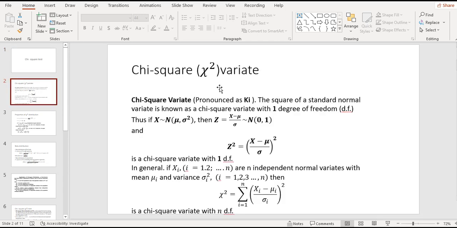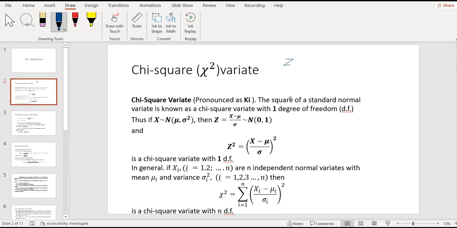So firstly, what is the chi-square variate? It is pronounced as chi. The square of the standard normal variate is called a chi-square variate. We already know that z, which follows normal distribution with mean 0 and variance 1, is called a standard normal variate. If I say that x follows normal distribution with mean mu and variance sigma square, right?